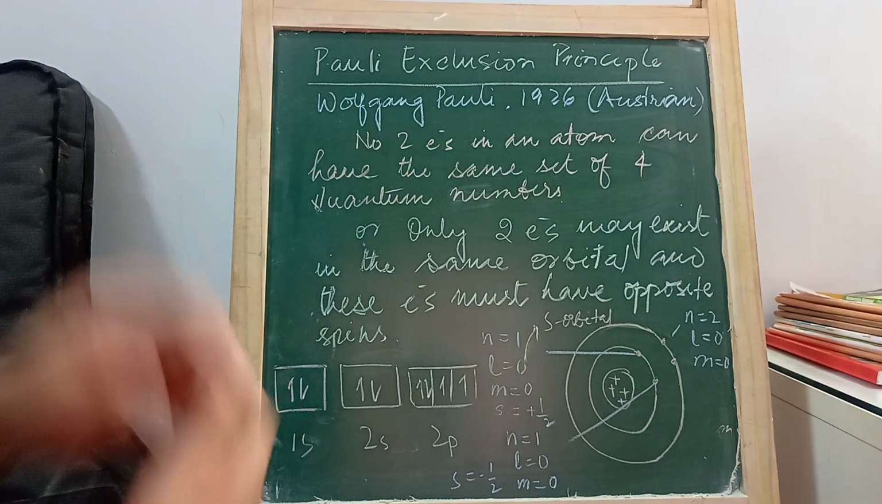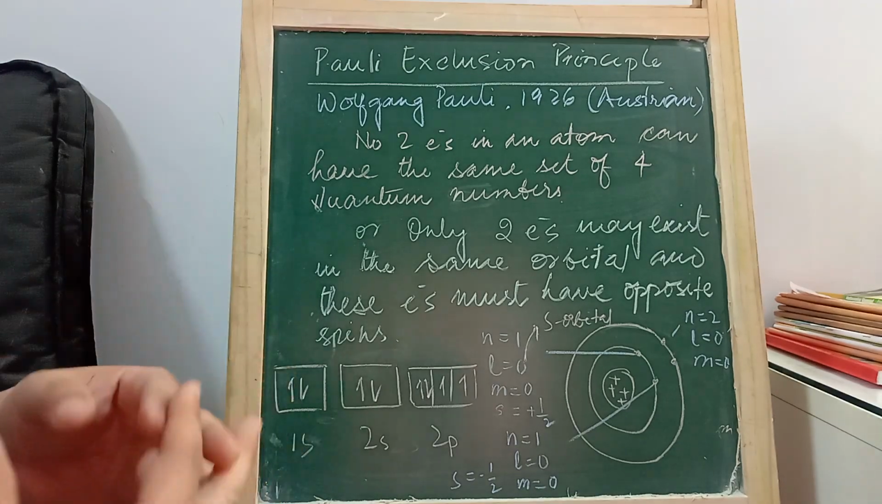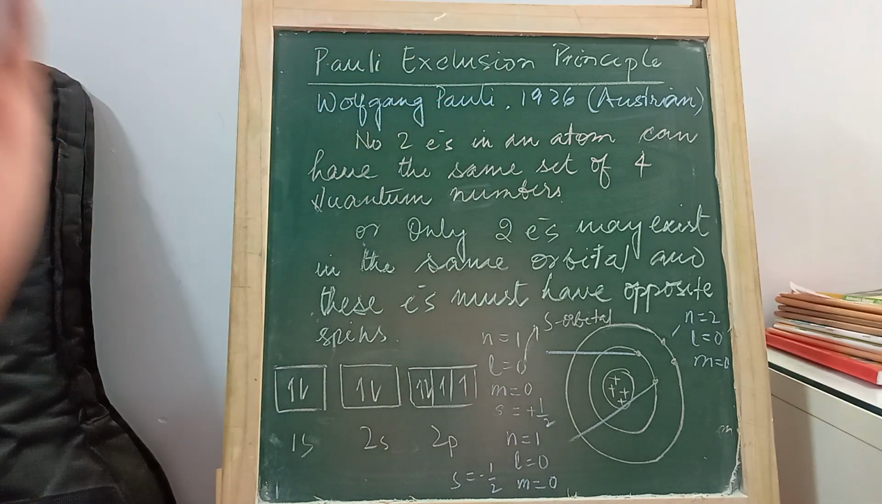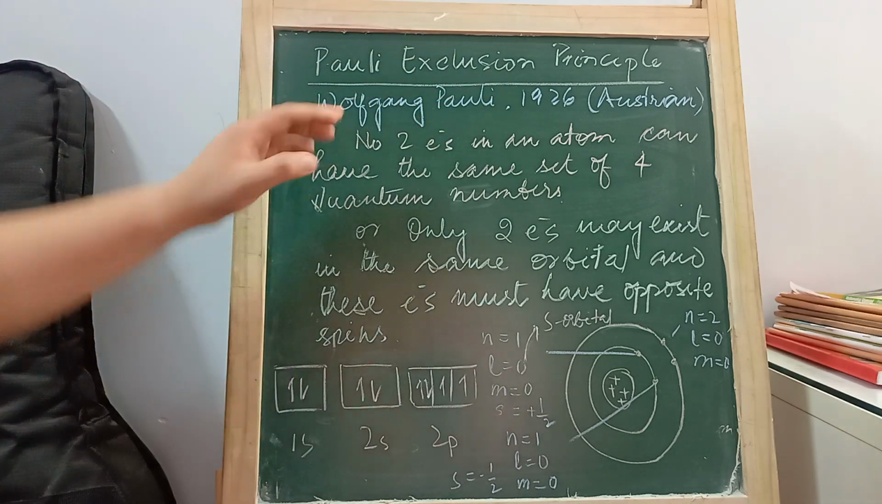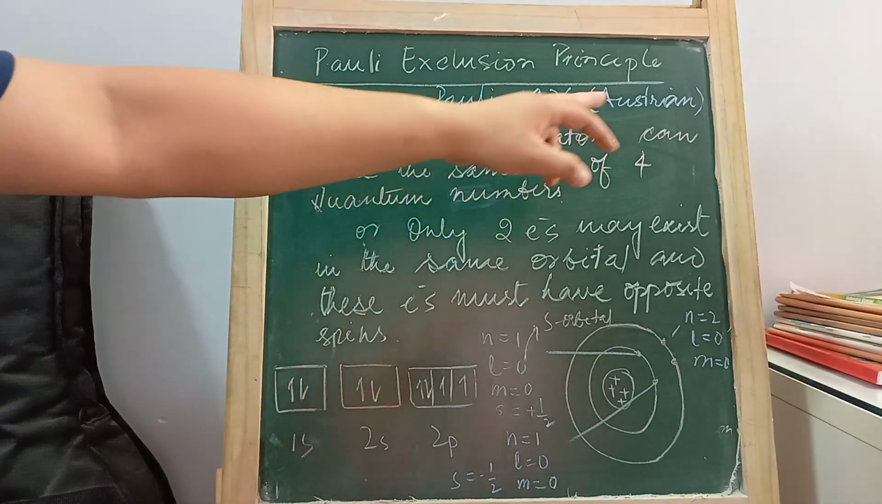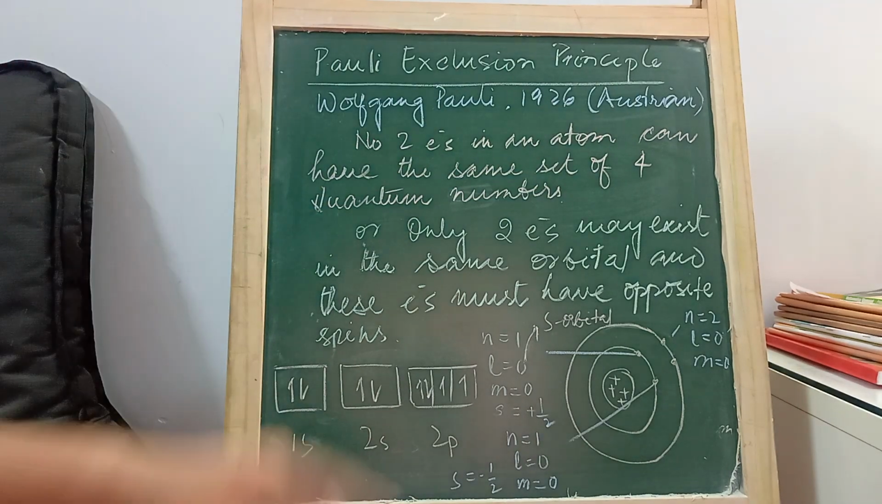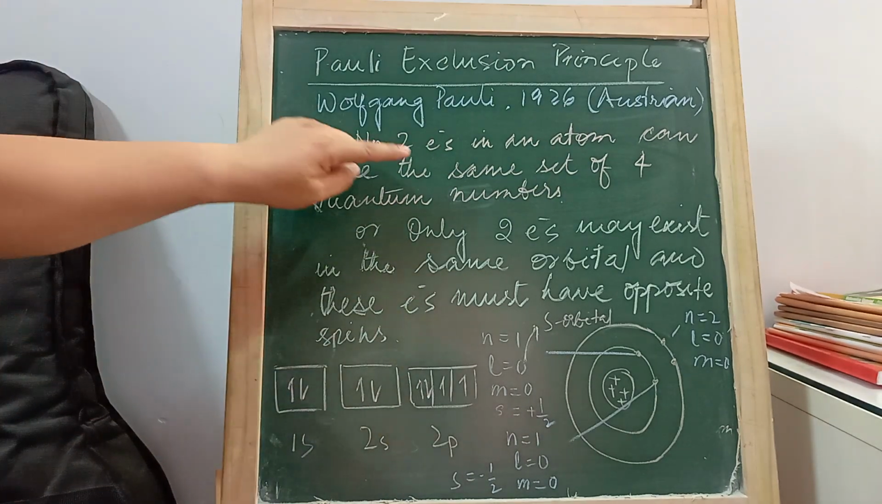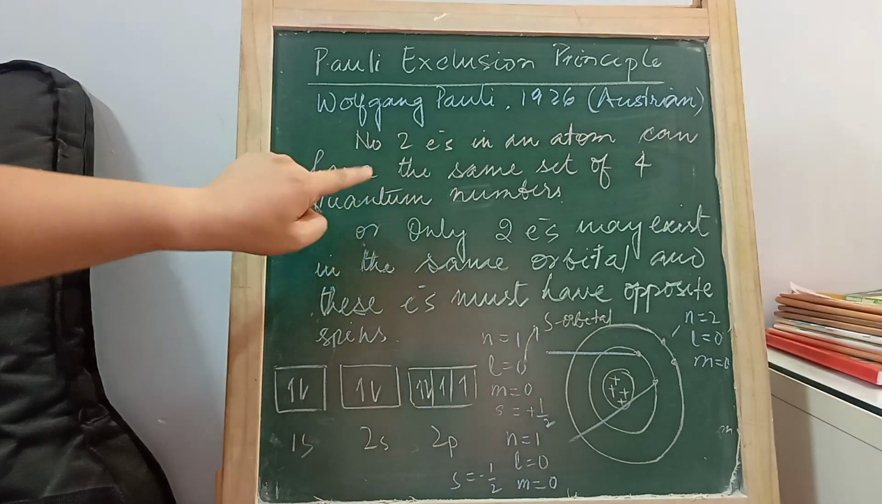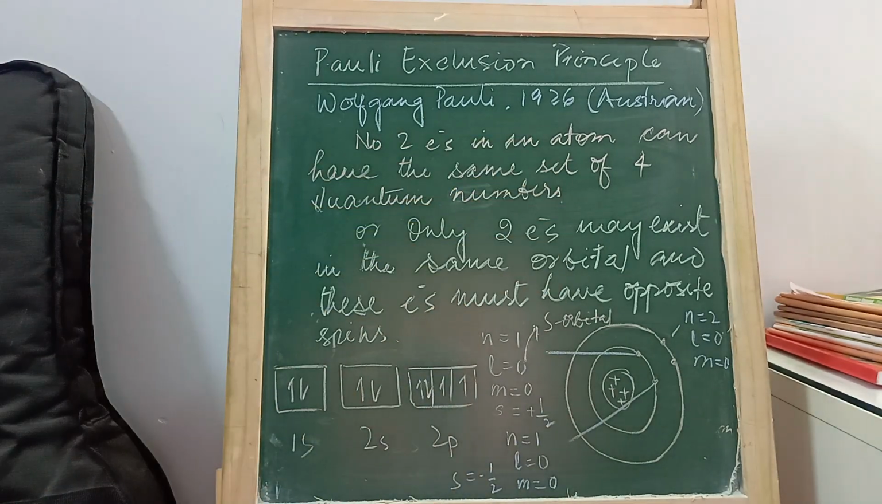Today we will try to understand what Pauli's exclusion principle says. Wolfgang Pauli, an Austrian scientist, stated in 1926 that no two electrons in an atom can have the same set of four quantum numbers, right?